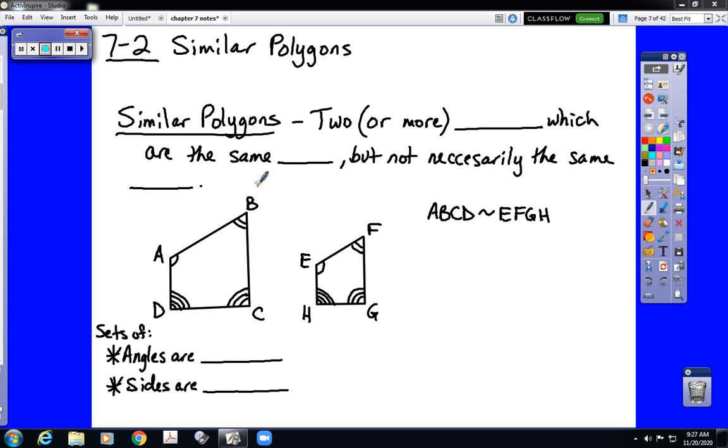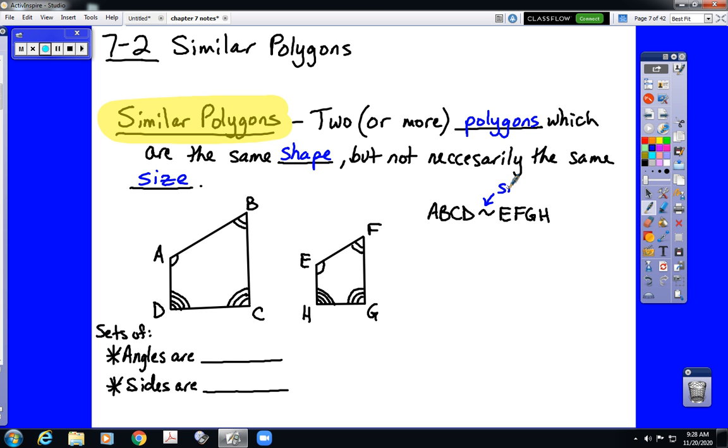So, it starts off with a vocabulary word, and that is similar polygons. Similar polygons are two or more polygons which are the same shape but not necessarily the same size. Not necessarily the same size. There is a mathematical symbol for the word similar, and that is the tilde that we're used to seeing over our congruent statement. This is the mathematical symbol for is similar to.